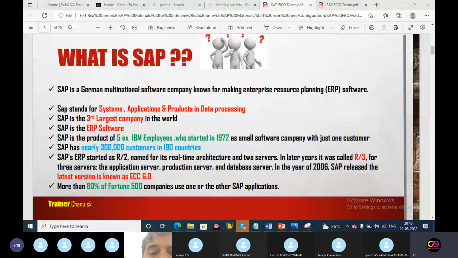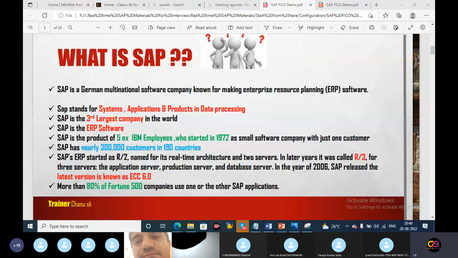I'm just saying that among the versions, ECC is the old version and S4 HANA is the latest product. Right now we are using ECC 6.0 EHP 8, which is the latest one at the ECC level. So we are using SAP R3.